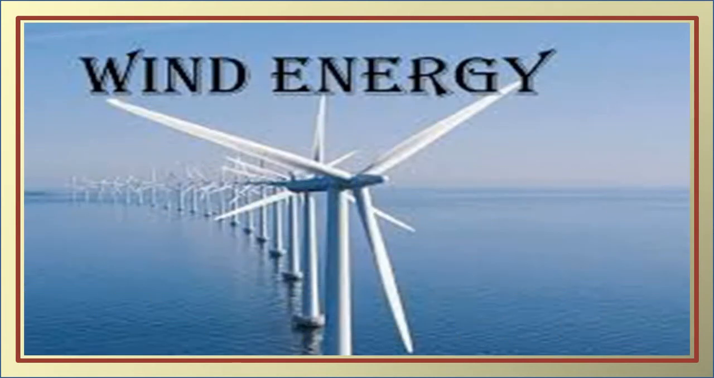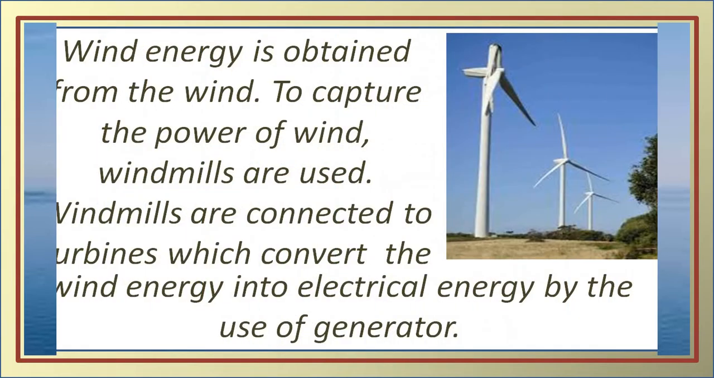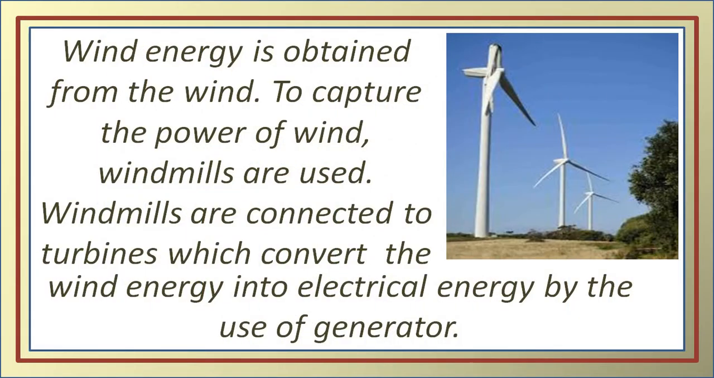Now the next form of renewable energy is wind energy. As you learned, wind energy is obtained from the wind, and to capture the power of the wind we use windmills, as the picture is showing. Children, as the wind moves, the windmills start rotating, and these windmills are connected with turbines. As the wind blows, the blades of the windmills move, and that makes the turbines rotate, which converts wind energy into electrical energy by the use of generators. So wind energy is also used to produce electricity.